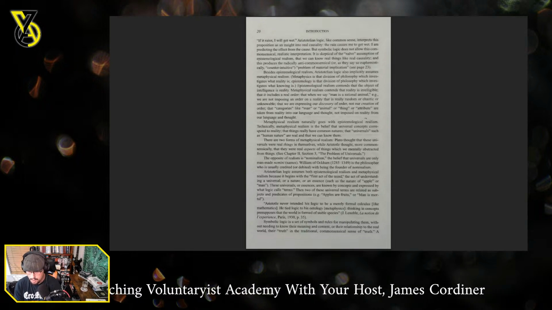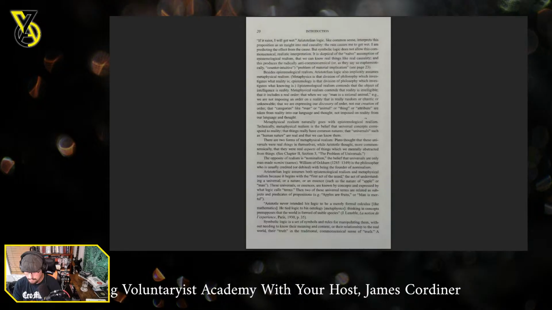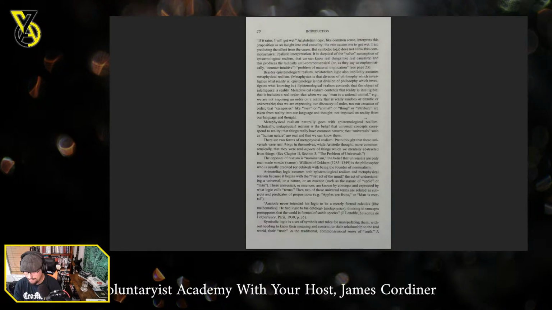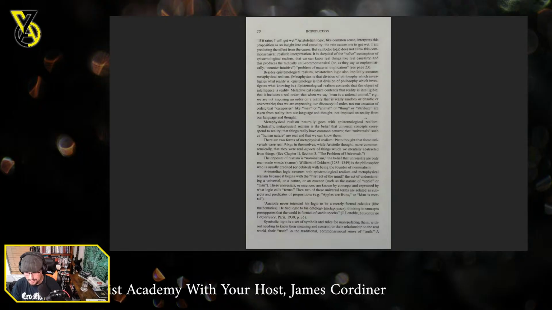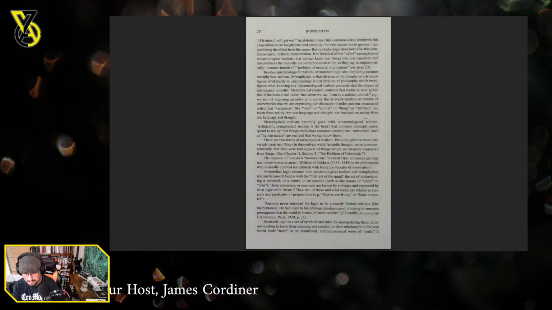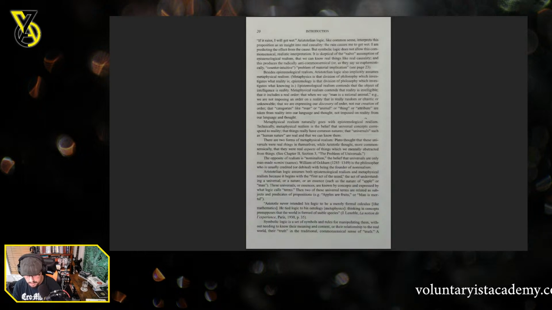Okay, so J. Lenoble is French. I stink at French. But he has a quote in La Notion de l'expérience, which is published in Paris in 1930. This is from page 35 of that book. He says, quote, Aristotle never intended his logic to be a merely formal calculus, like mathematics. He tied logic to his ontology, metaphysics. Thinking in concepts presupposes that the world is formed of stable species, end quote.